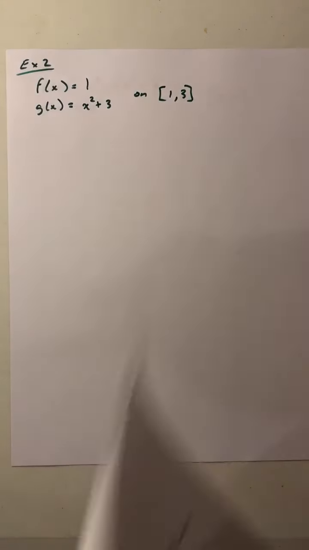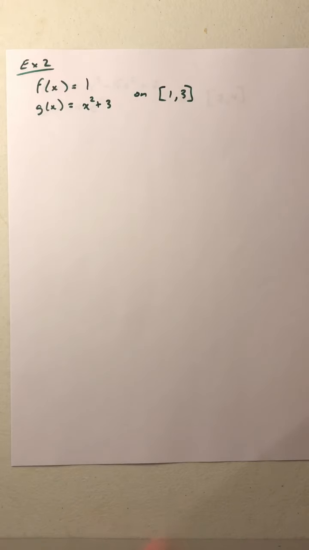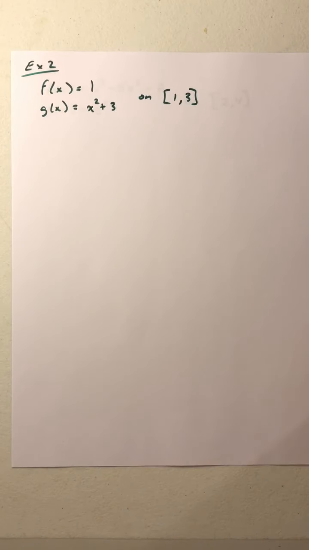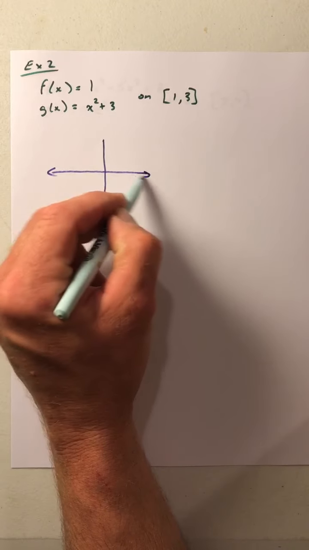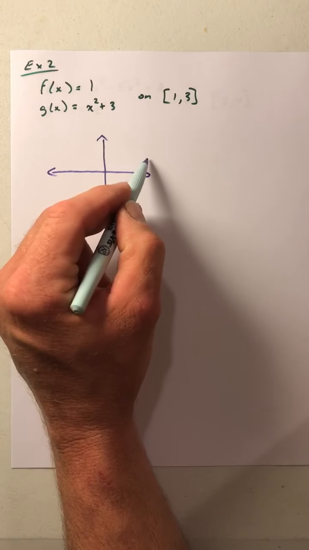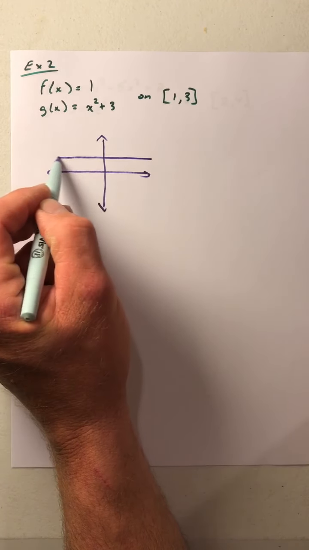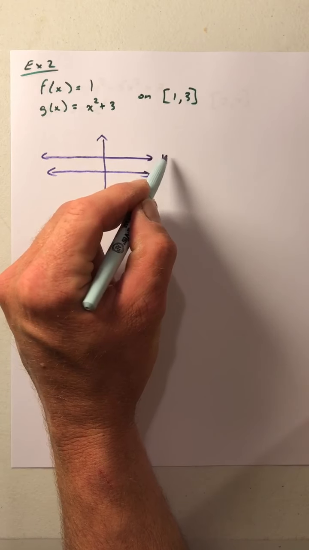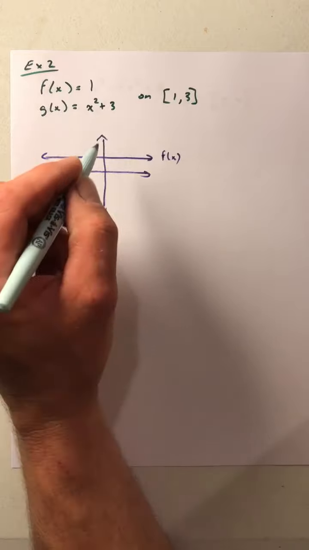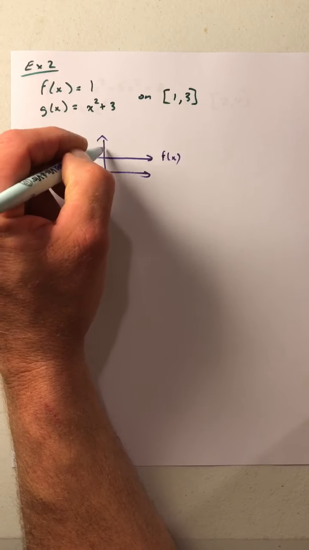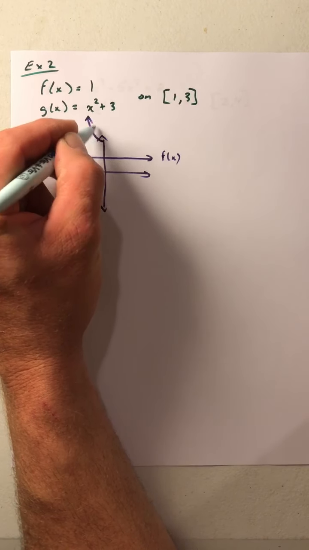Example 2 is going to be very similar. Here, f of x is going to be a linear function, just 1. That's fairly boring. So here's our function 1. I will label it f of x. g of x is x squared plus 3. So x squared plus 3, that's 1. 3 is going to be up here.